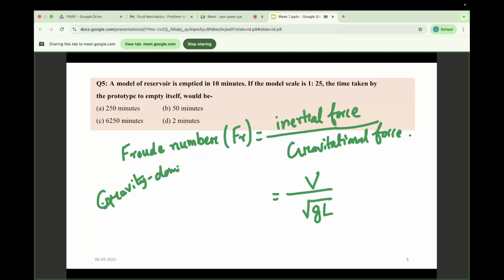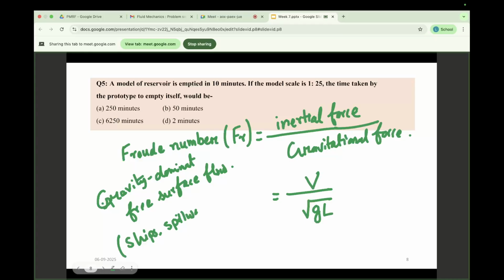Gravity dominant, so there should be gravity, and it is free surface flow. That means it is related to water and such things. If you talk about examples, ships come in, then spillways, wave problems and all these things come up. So there should be a water level. In all these cases, there should be a free surface flow, in ships also, in seafood also, right?